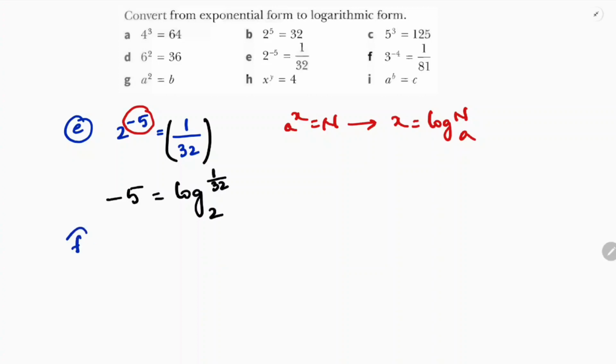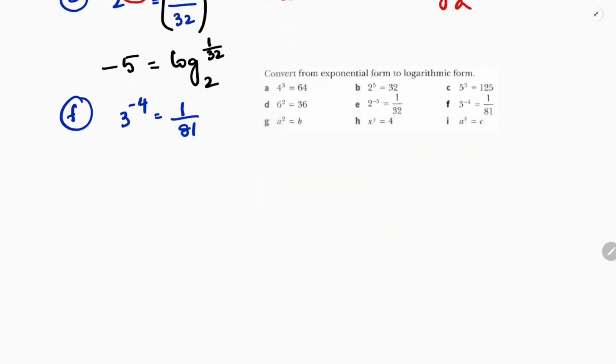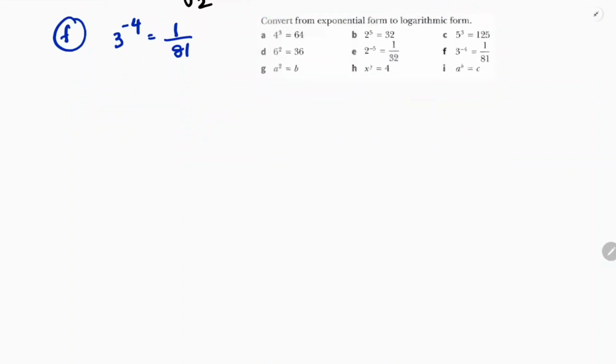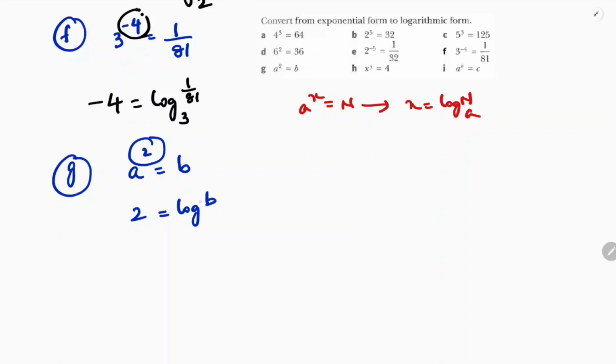Next, F. 3 power minus 4 is 1 by 81. So again the same thing. If a power x equals n, then x equals log n to the base a. So here in place of x I have minus 4. Minus 4 equals log 1 by 81 to the base 3. Next, G. A square equals b. So again the same thing, in place of x we have 2. 2 equals log b, and base is a.